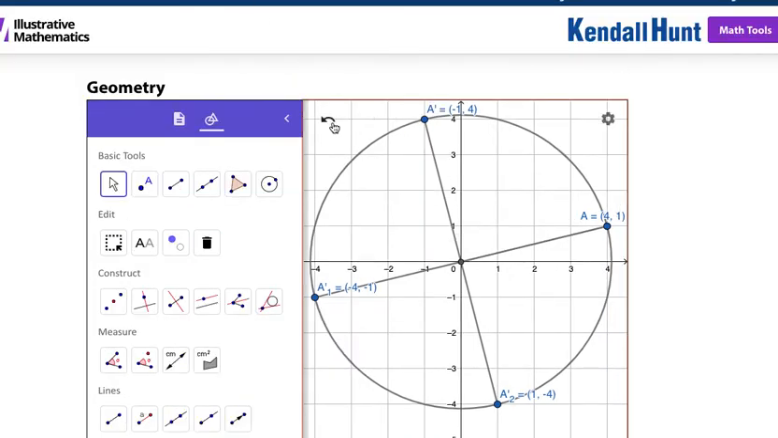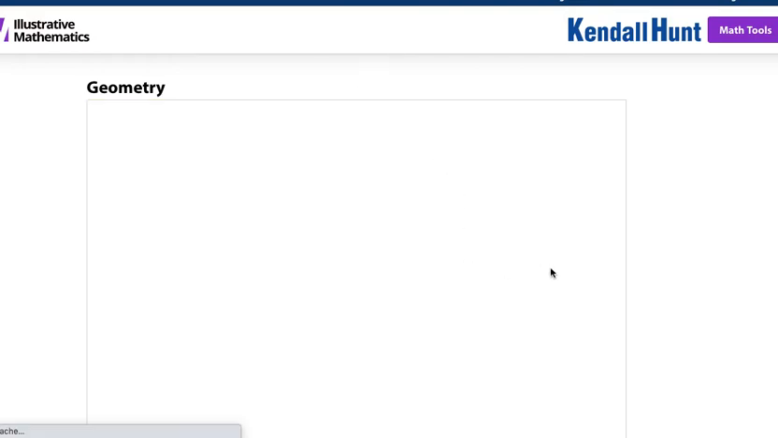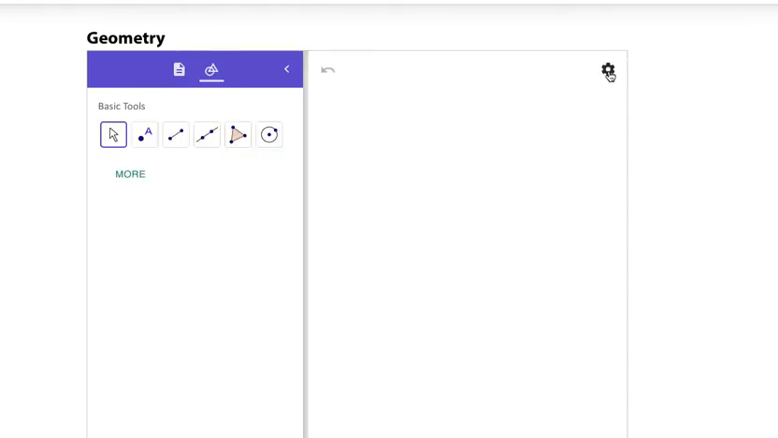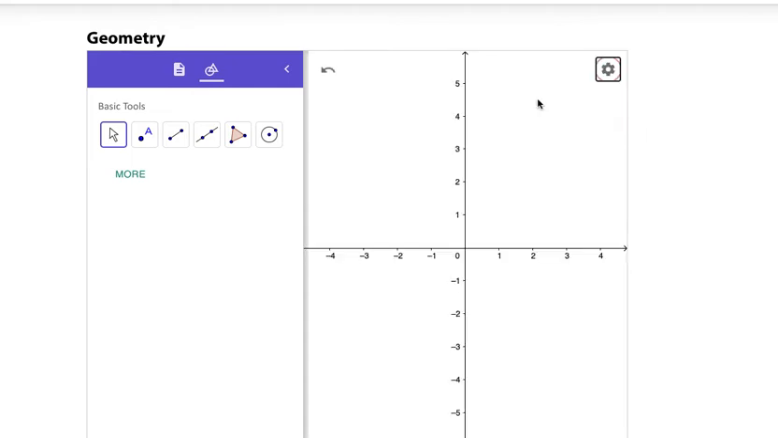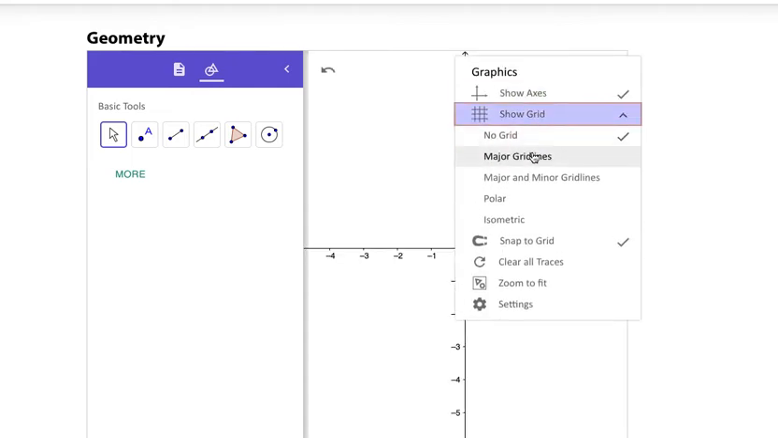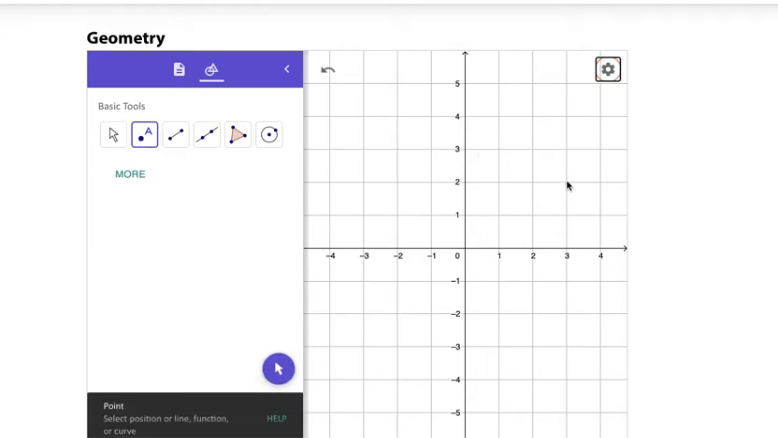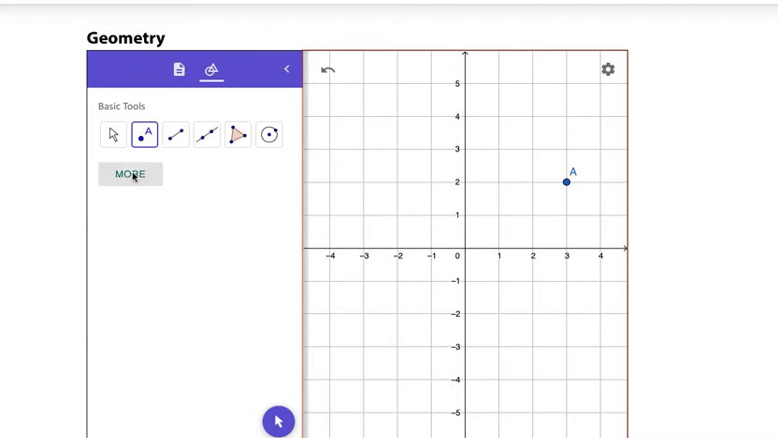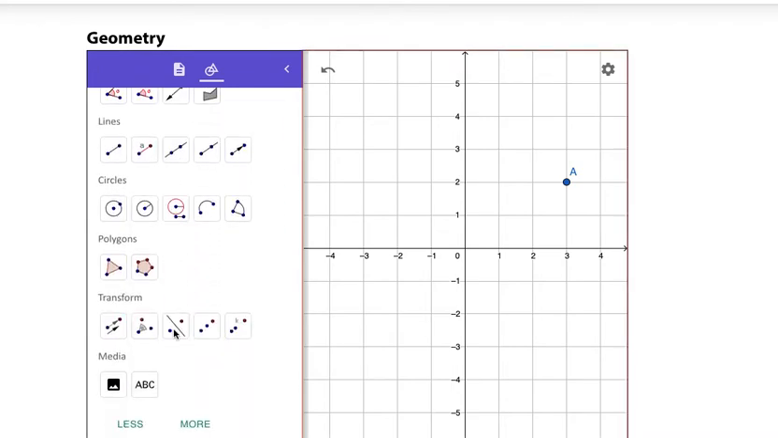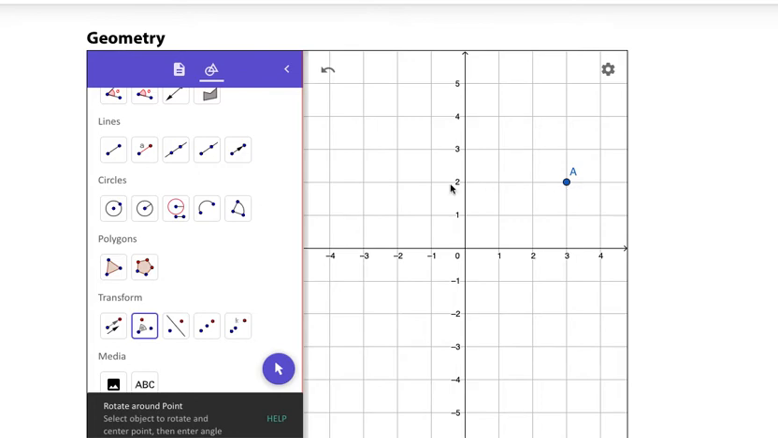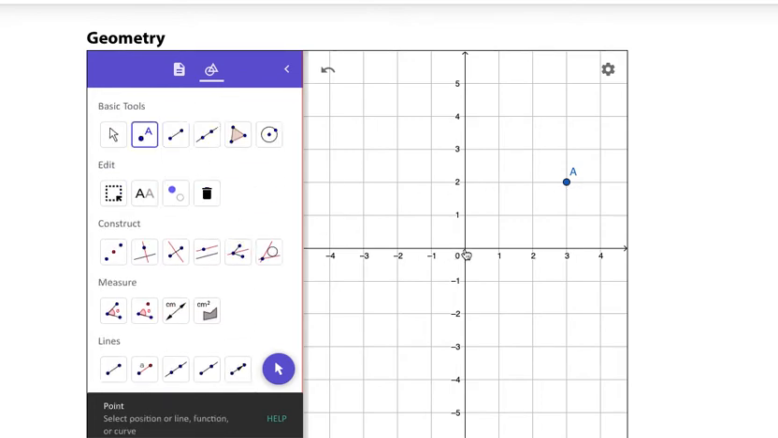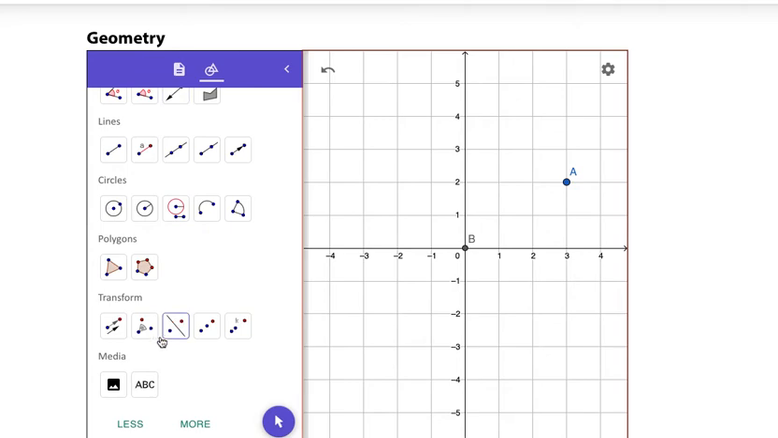So what does that mean for us here? Well, let's start with a blank slate and just look at one more example. I'll show you how I got that grid in case you don't know how to pull that up. I'm going to go right under my settings, show my axes, show my grid. I just want those major grid lines. If I throw a point here at, let's say, 3, 2, okay, if I go ahead and rotate that, let's think about just a 90-degree rotation about the origin. So I need another point at the origin. I'm going to click here and click here.